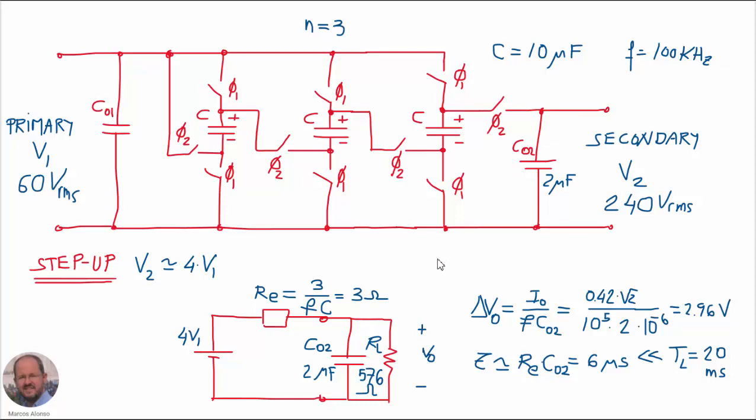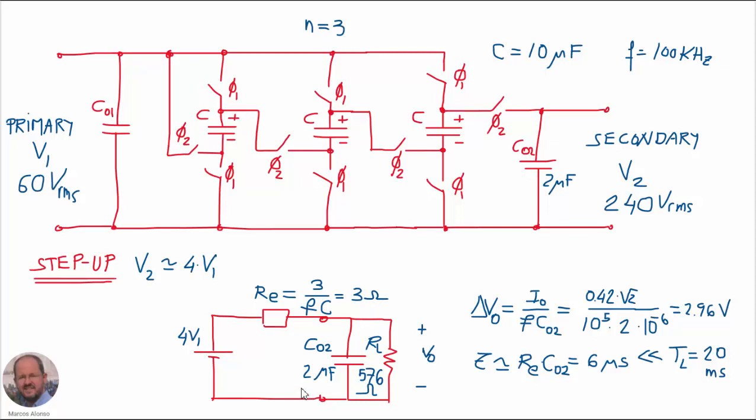And now we are designing the output capacitor and designing the behavior in the step-up operation. So here we are going to have 60 volts RMS at the input and 240 volts RMS at the output. So the situation is like shown here in the equivalent circuit. The equivalent resistance is going to be 3 ohms. So this is quite low for this application, so it's okay.